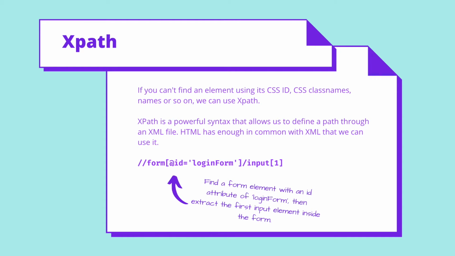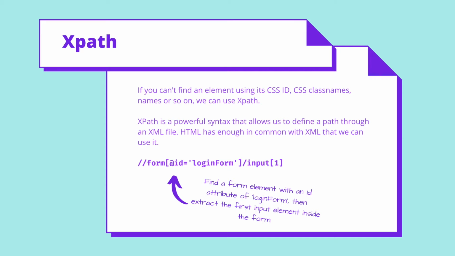Okay, let's take a look at XPath. We have a number of convenient locators available to us, things like CSS ID, class names, and names, but if none of them are sufficient, we can use XPath. XPath is a really powerful syntax that allows us to define a pathway through an XML file. HTML has enough in common with XML that we can use it. So I've included an example XPath query here.